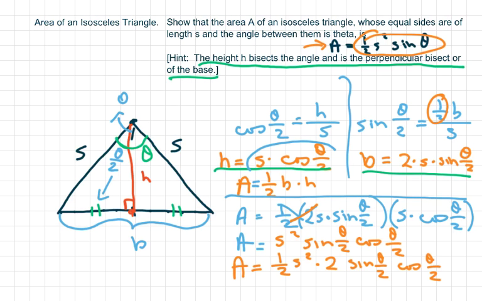Alright, and this is your double angle identity again. So basically what we get, it equals 1/2 side squared, sine of theta. This is your product rule. So basically, that's the answer, and we found out what the area was.